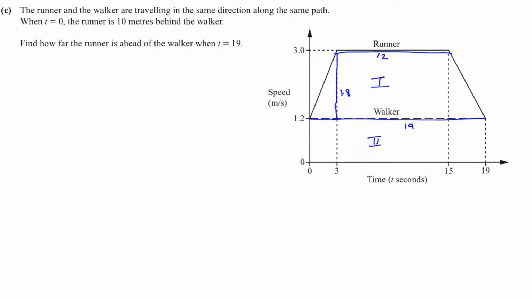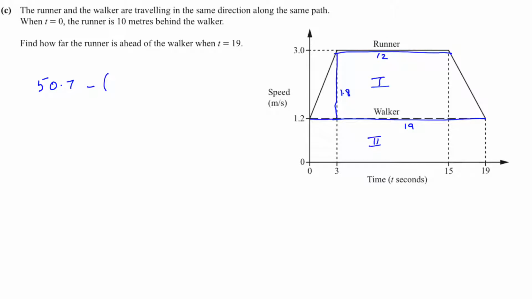Part C. The runner and the walker are traveling in the same direction along the same path. So this is the walker, this is the runner. When t is 0, the runner is 10 meters behind the walker. Find how far the runner is ahead of the walker when time is 19. To find that, we have to subtract the distance traveled by the walker from the overall distance that we have found. So we found that the total distance is 50.7. From that, we'll subtract the distance of the walker, which is this rectangle.